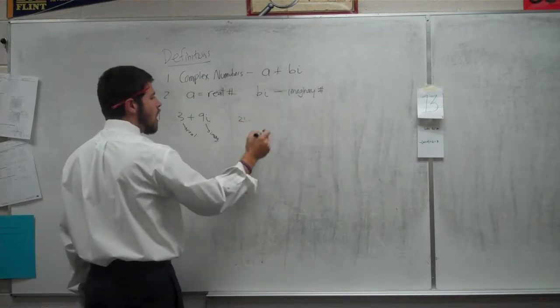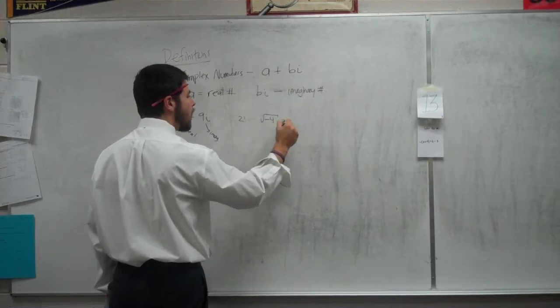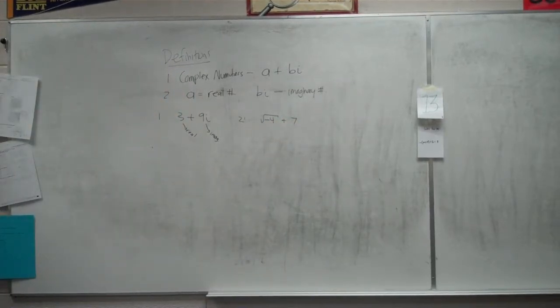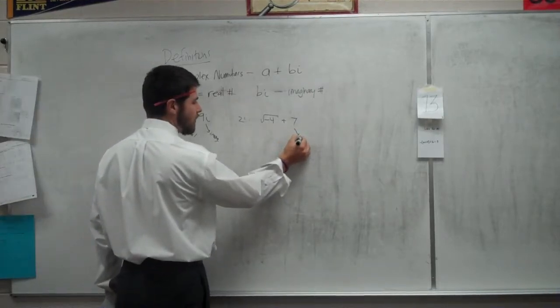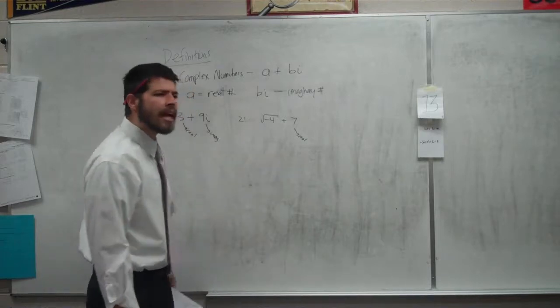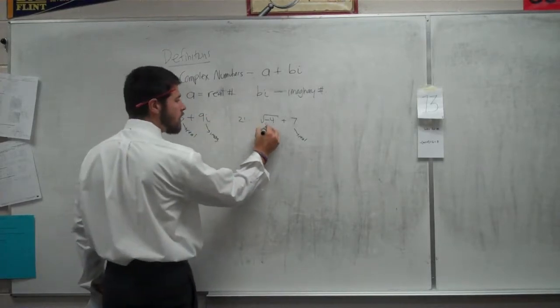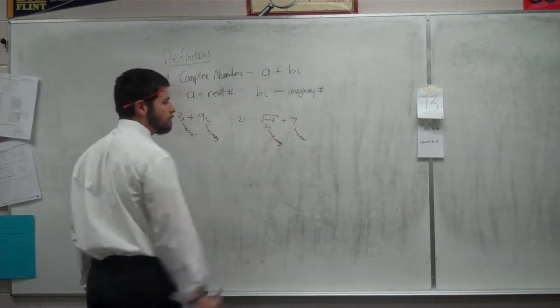Number 2. Let's say the square root of -4 plus 7. What part of this is real? 7. So here I can put real. What is the square root of -4? 2i. 2i is correct. So if I wrote this as 2i, this is going to be my imaginary part.